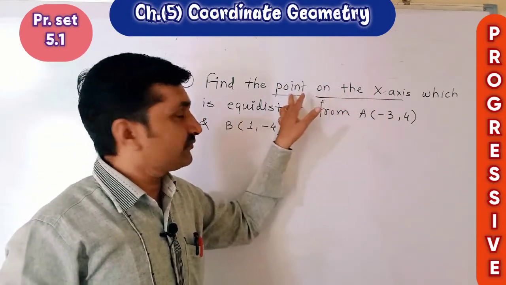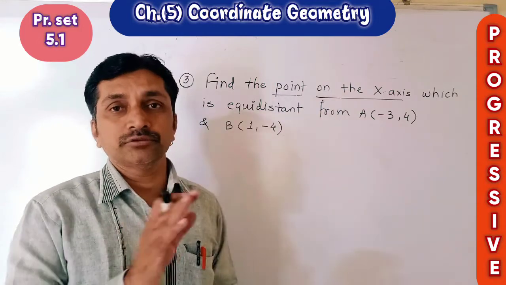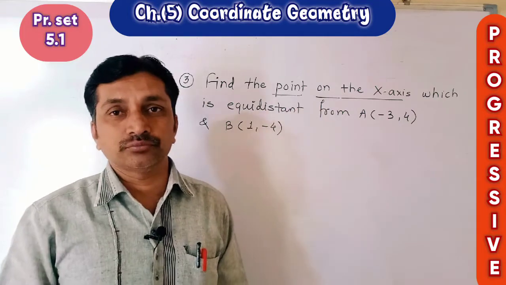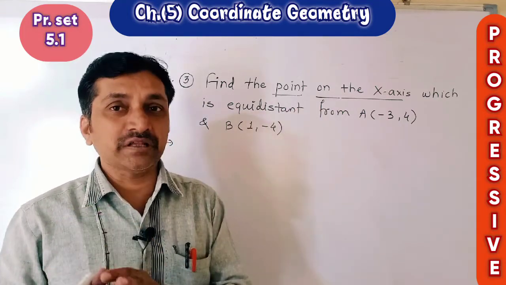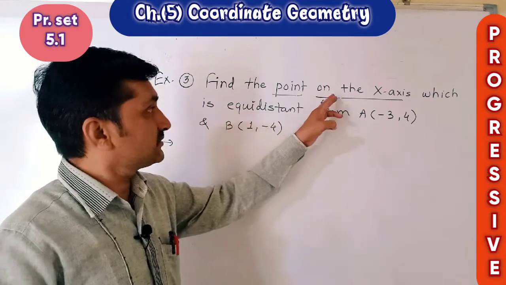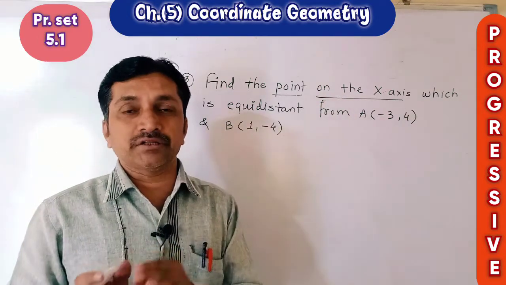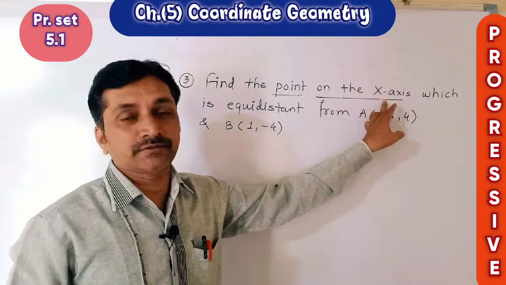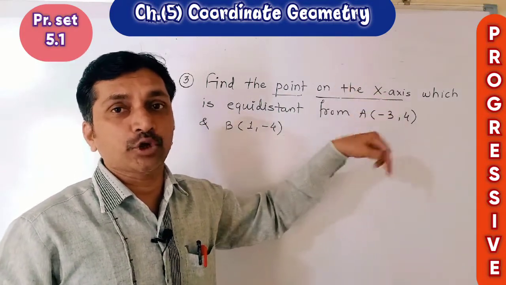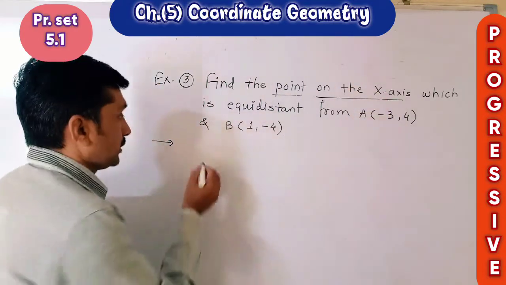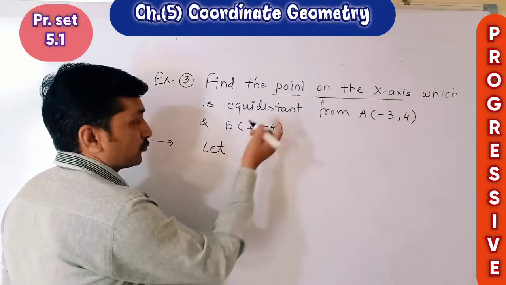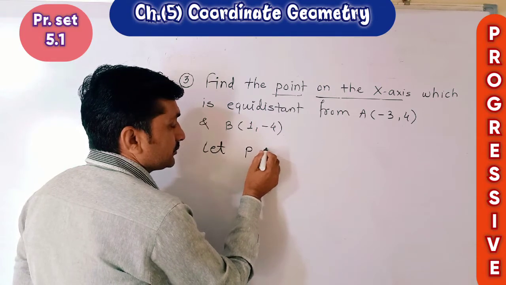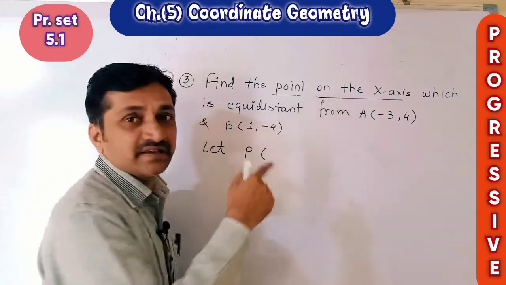Now we know that if any point is lying on x-axis, then its y-coordinate will be 0, and if a point is lying on y-axis, then its x-coordinate will be 0. Here the point is on x-axis, therefore the y-coordinate of that point will be 0. Now I take that point as P.